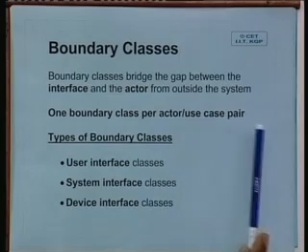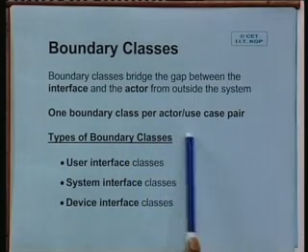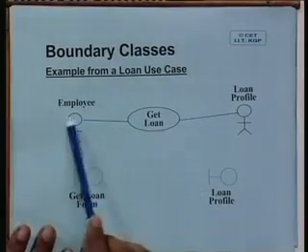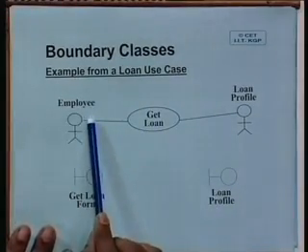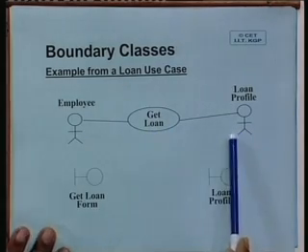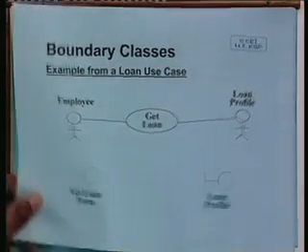That is why what I said is that boundary classes bridge the gap between the interface and the actor from outside the system, and there is one boundary class per actor use case pair. Okay, per actor use case pair. So, between employee and get loan, there will be one boundary class. Between get loan and loan profile, there will be another boundary class. Alright. So, that is the idea of the boundary class.